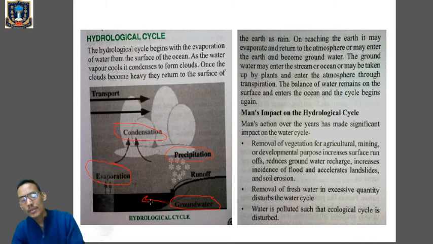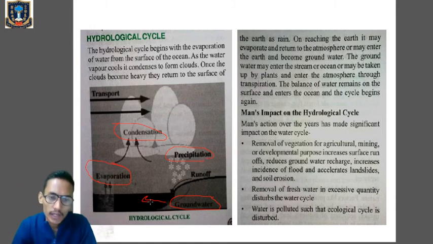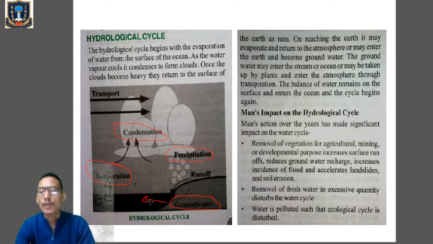So again there will be evaporation, again there will be condensation, which will lead to the formation of cloud. Again the cloud will become heavy and will come back down to the earth in the form of rain. So this will form the hydrological cycle. Now, the main impacts on the hydrological cycle.